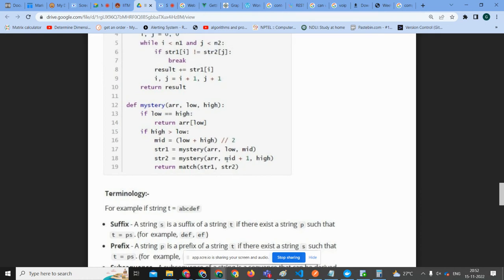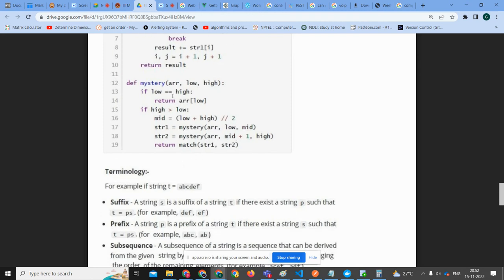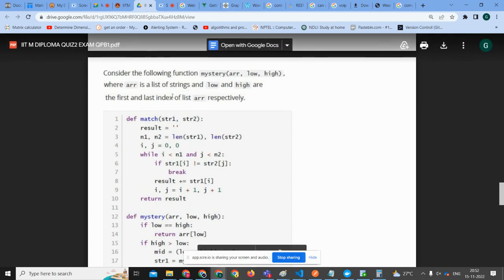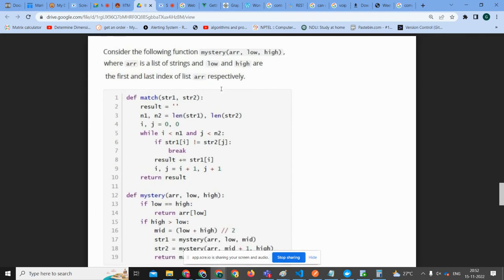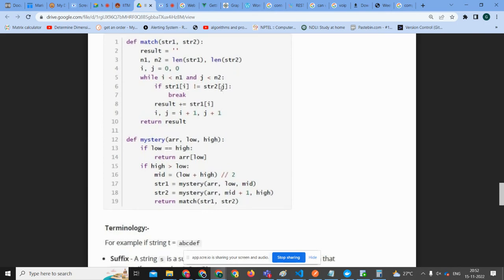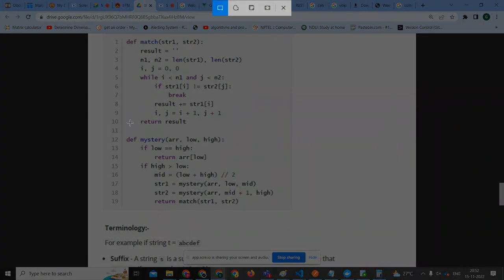Fine. Low and high. So we saw that low is going to be what? ARR is an array of characters. Huh? What was that, ARR? It's a list of strings. Oh my god. Fine. Not a problem.